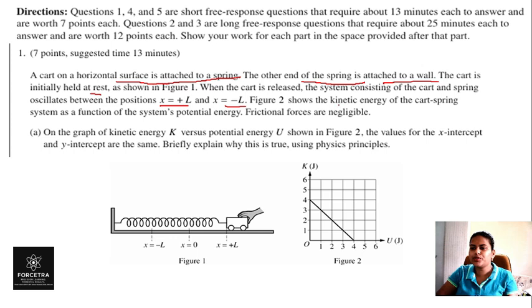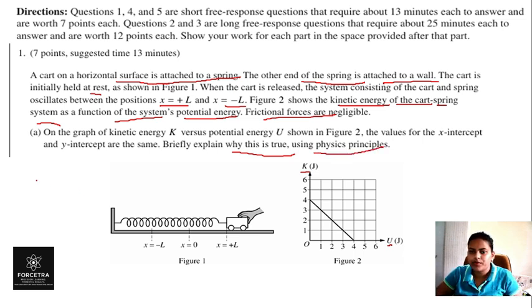Figure 2 shows the kinetic energy of the cart-spring system as a function of system potential energy. On the y-axis we have kinetic energy, and on the x-axis we have potential energy. Friction forces are negligible. On the graph K versus U is shown. Briefly explain why this is true using a physics principle.